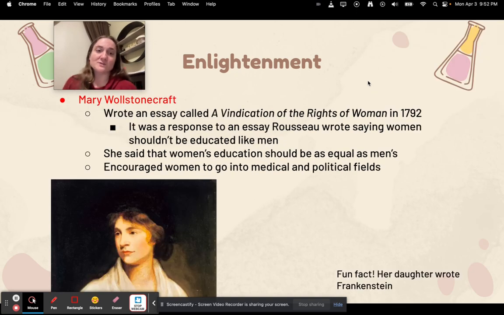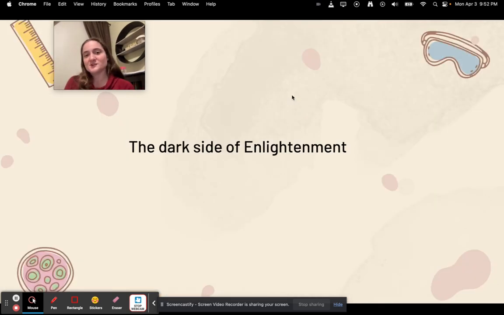And then Mary Wollstonecraft. She wrote an essay called A Vindication of the Rights of Women in 1792. It was a response to an essay that Rousseau wrote saying that women should not be educated like men. In it, she argues that women should have education equal to men. She also encouraged lots of women to go into medical and political fields. And fun fact, her daughter is the one who wrote Frankenstein, which I find interesting.